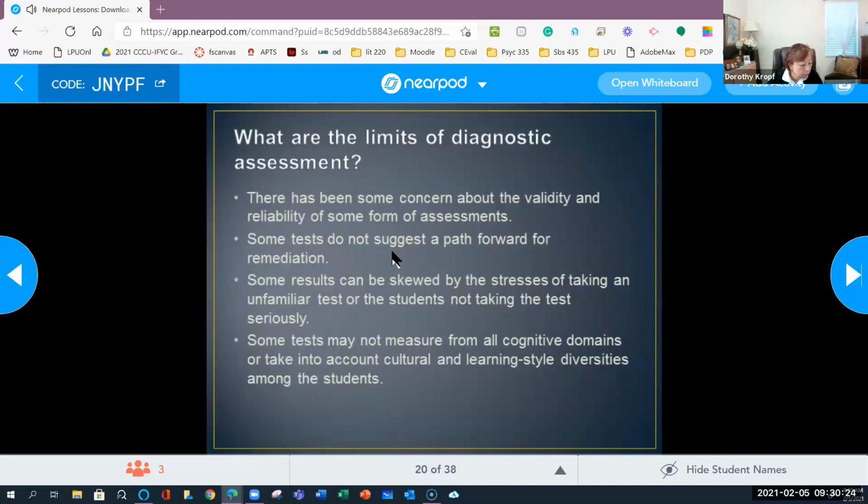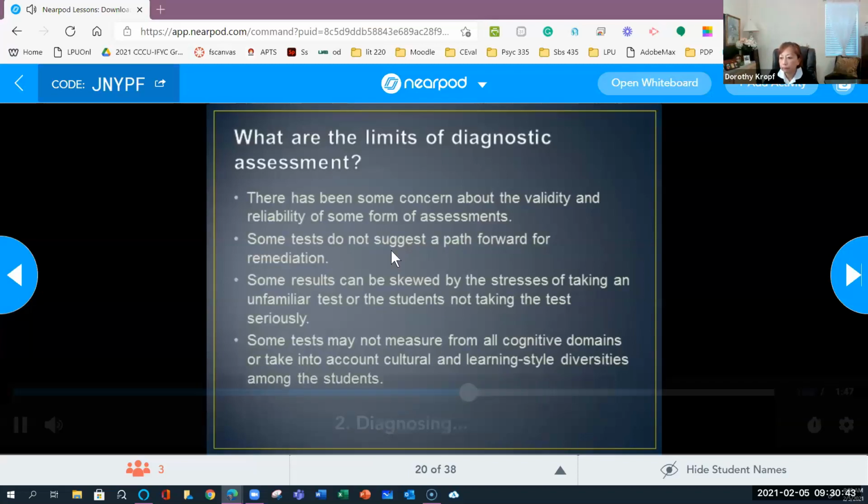Some results can be skewed by the stress of test taking, or by not being able to tell that a student knows the material but just works more slowly, or by students simply not taking the test seriously. And some tests have been criticized for not taking into account the diversity of cultural issues and learning styles in the classrooms.